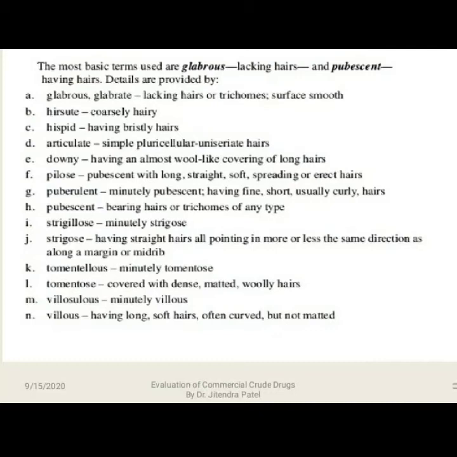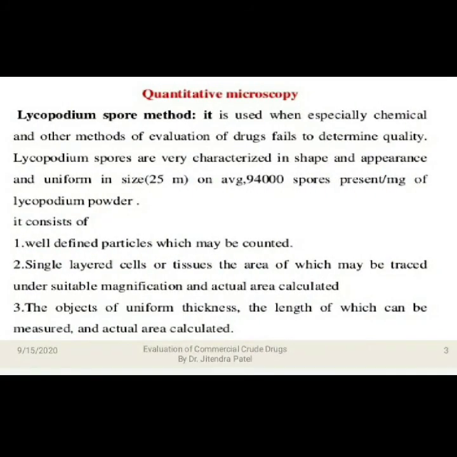Strigulose, minutely strigose. Strigose is having straight hairs, all pointing in more or less the same direction, along the margin or midrib, right? Tomentulose, minutely tomentose. Tomentose is covered with dense, matted, woolly hairs. Villosulous, minutely villous. What is villous? Having long, soft hairs, often curled but not matted. So these are the different types of trichomes which a drug may have, which can be the identity or diagnostic character for that particular leaf to identify it with this parameter.